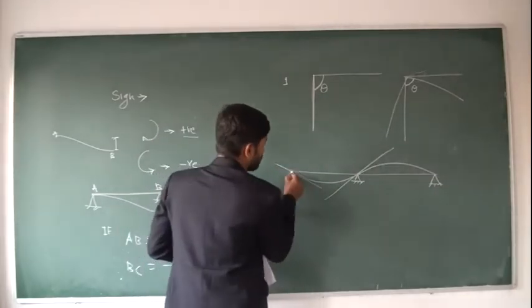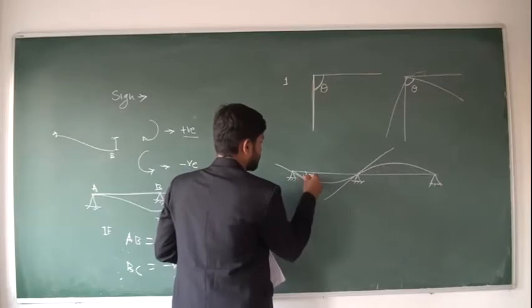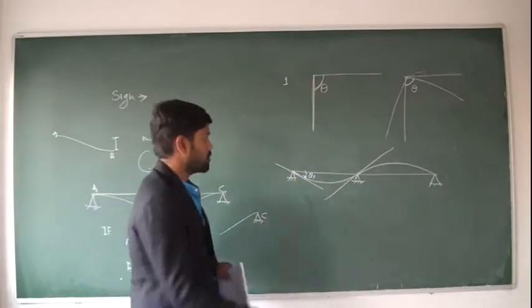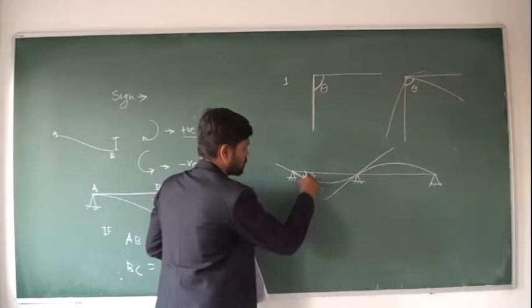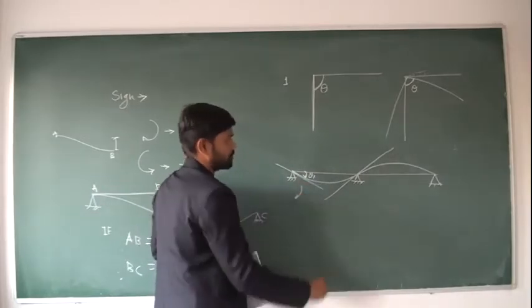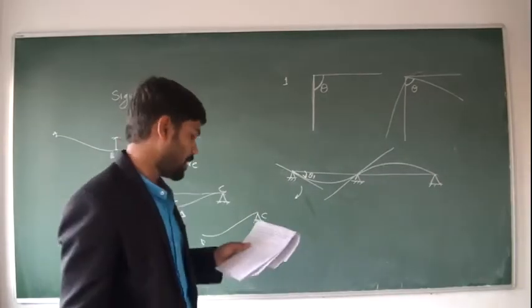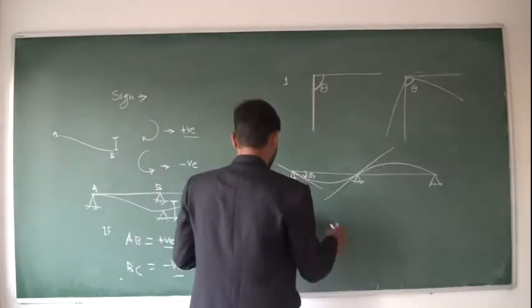Okay, now this is the tangent and this is theta, tangent to this horizontal elastic curve. Now this angle of rotation, see, this is clockwise. This is clockwise, so this theta 1 should be positive.